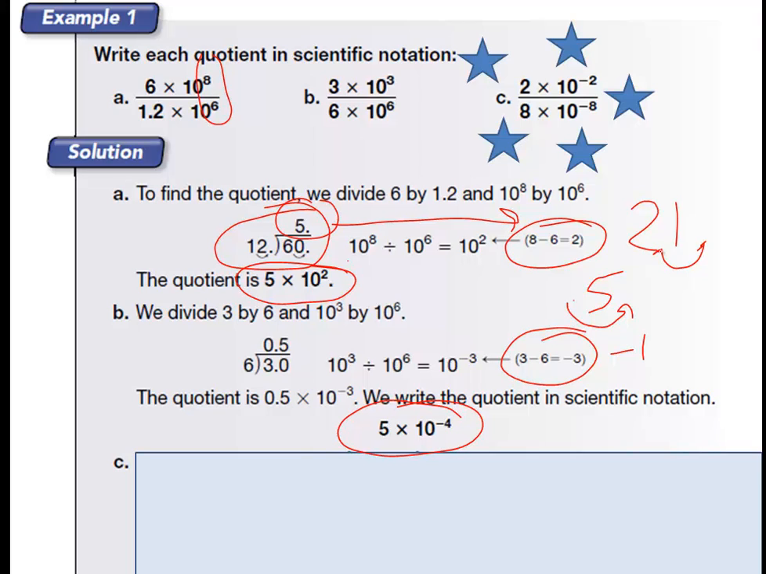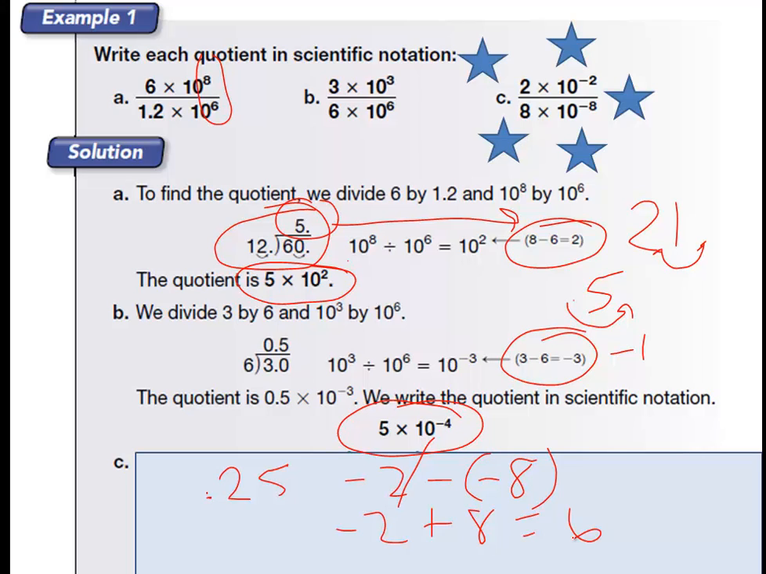All right, so the first thing we're going to do is divide the 2 by 8, which ends up being 0.25. And then we've got negative 2 minus a negative 8. Well, if we have 2 negatives, what does that change that 8 to? It changes it to a positive. So negative 2 plus 8 equals 6. So we have 0.25 times 10 to the 6th.